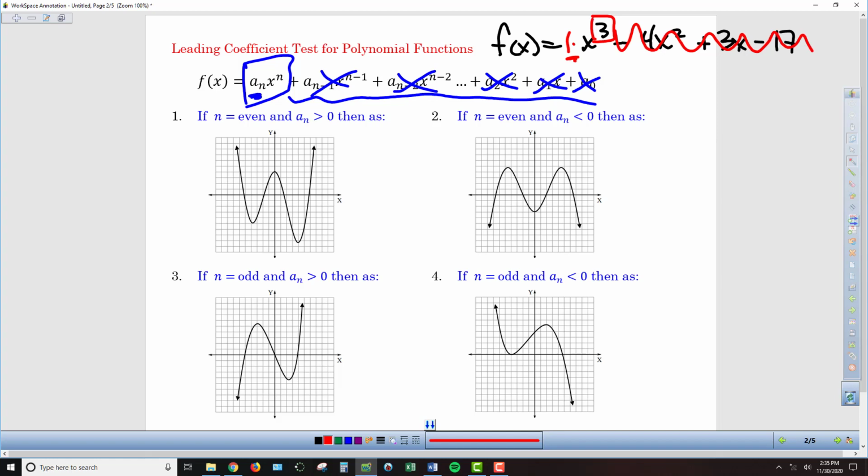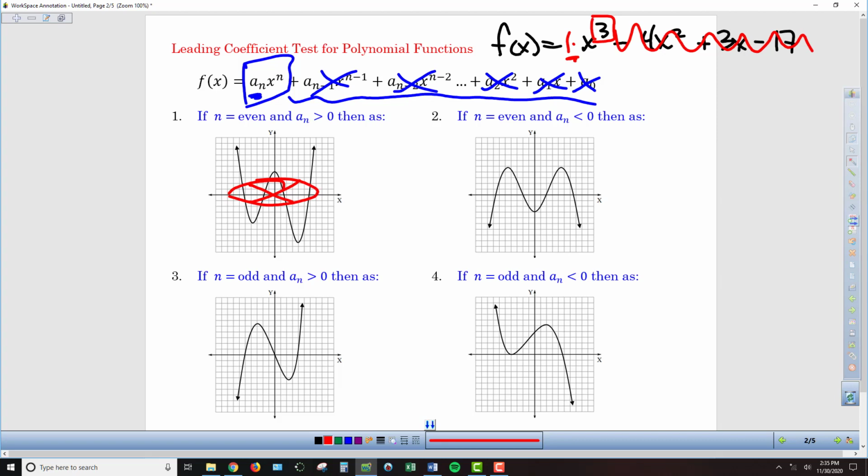It won't tell us what's going on in the middle part of the graph, so we need other analysis to figure that out. But if we want to know whether the graph is going to take off to positive or negative infinity after it's done with all the bumps that are in the middle, that's what this leading coefficient test is all about. So how does it work?